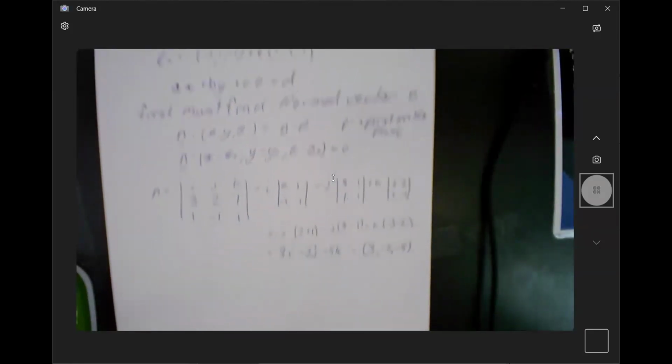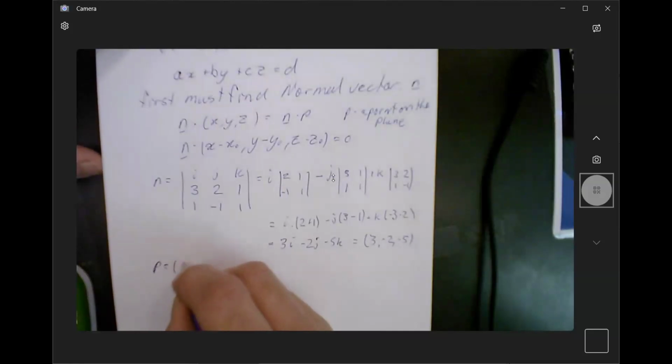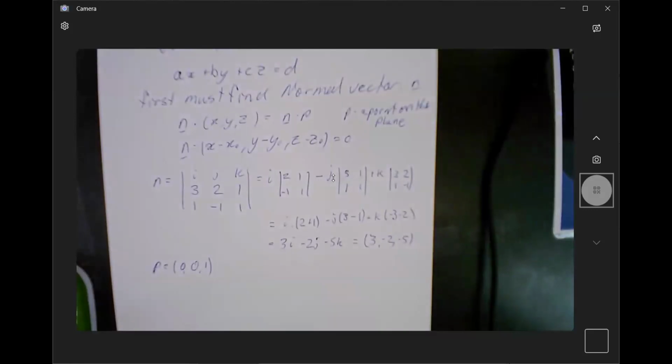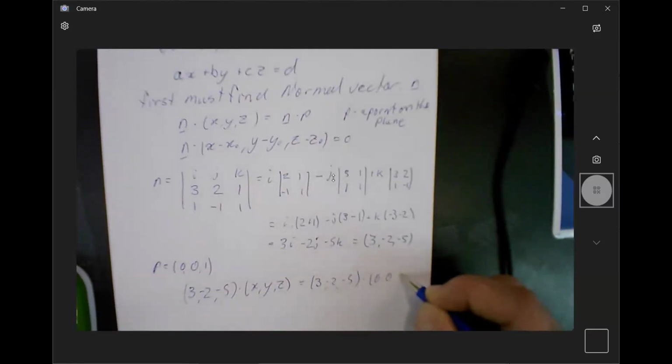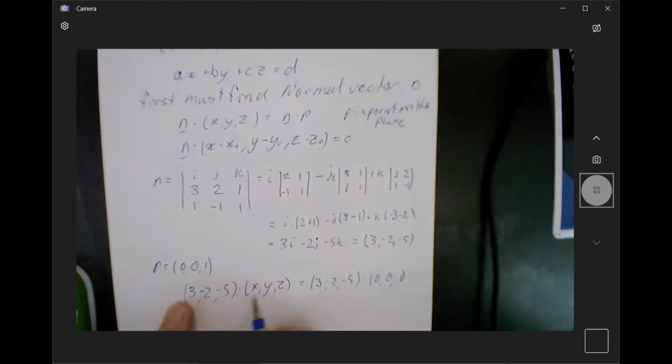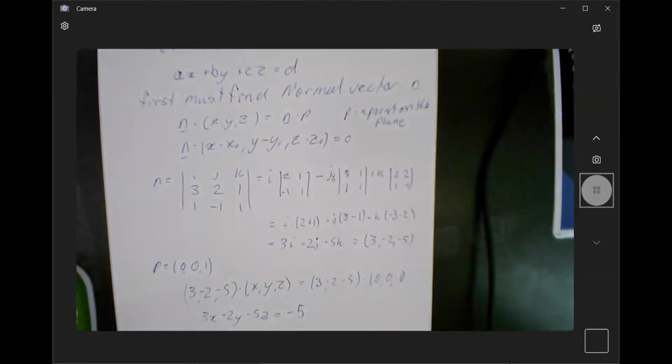So I've got that all on the page. I'm going to assume that this point is my point, so my P is equal to (0, 0, 1). Going to make my life easy. So I'm going to do normal vector (3, minus 2, minus 5) dot with (x, y, z) is equal to (3, minus 2, minus 5) dot with (0, 0, 1). So this is just going to be 3x minus 2y minus 5z is equal to 0 plus 0 minus 5, minus 5. And so this fits the form I've got up here of the equation of a plane. So we know we've done the right thing.